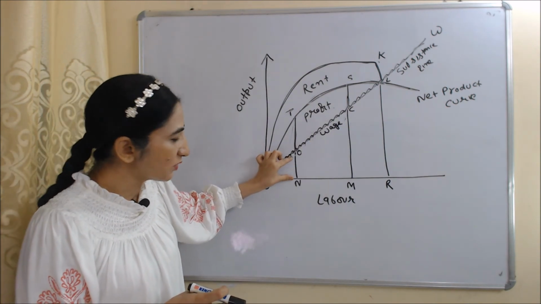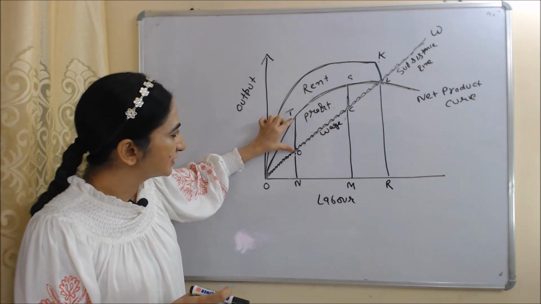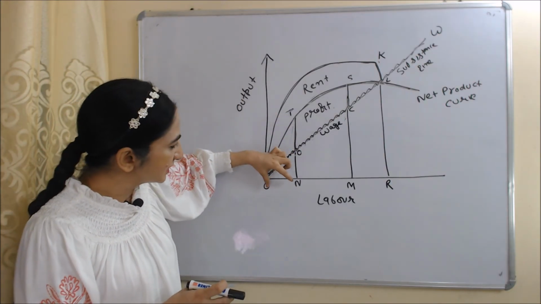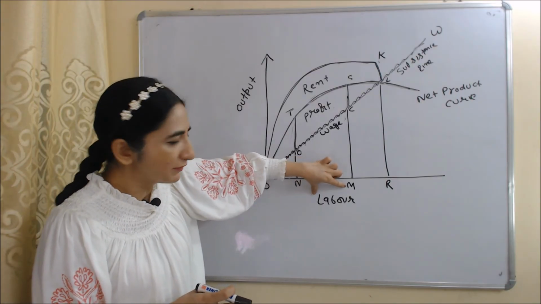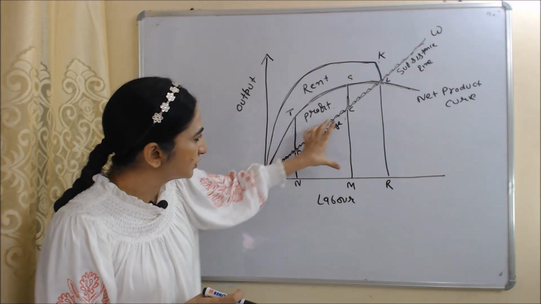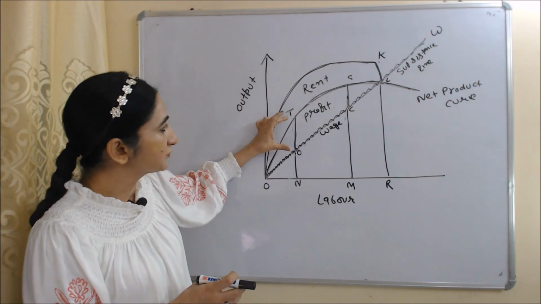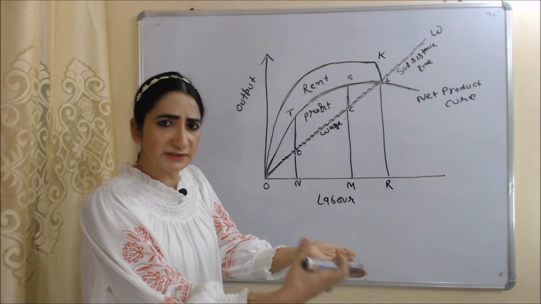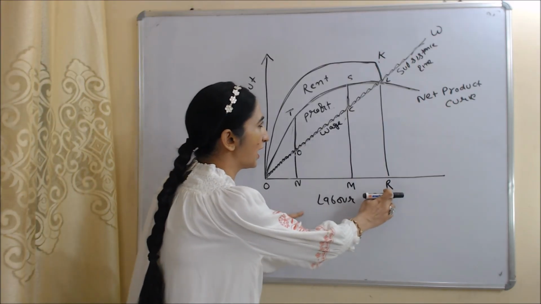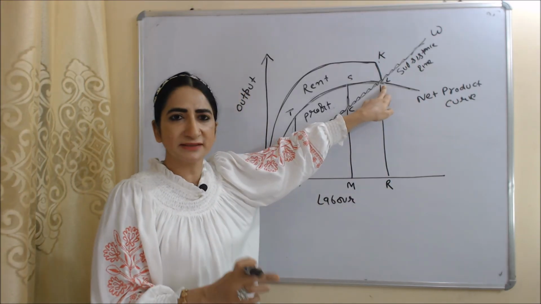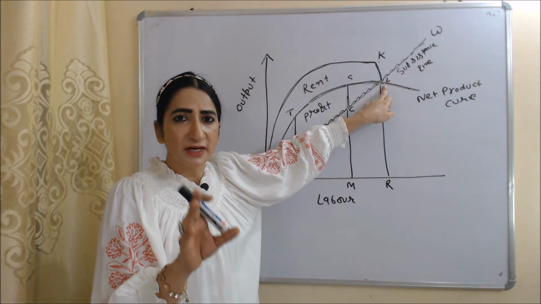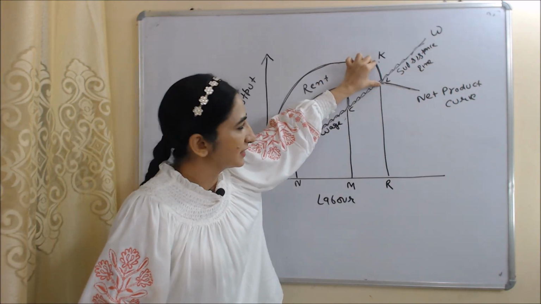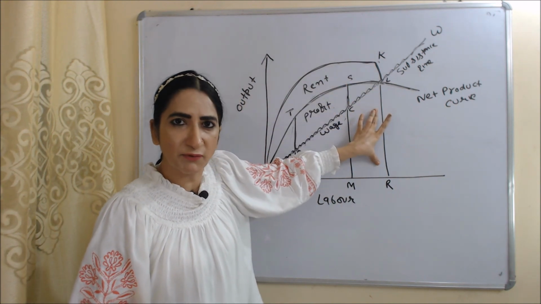Initially our wage bill is ON and the profit is TO, remaining part belongs to rent. As the labor supply increases from ON to OM, wage bill increases from ON to CM and profit reduces from TO to SC. And slowly as labor supply increases more, OM to OR, our profit becomes 0. At this L point our profit becomes 0. Now our output is divided among two parts. KL represents rent and LR represents our wage bill.